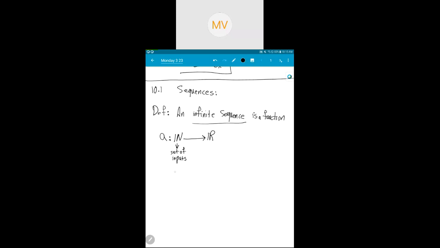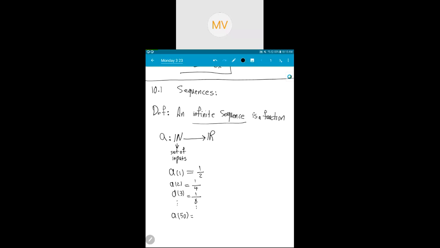For example, you have A of 1, A of 2, A of 3, and so on. Somewhere, you have A of 50. And the output is a value in the real number set. For example, A of 1 to be half, A of 2, 1/4, A of 3, 1/8, okay? And so on. And A of 50 is another number.